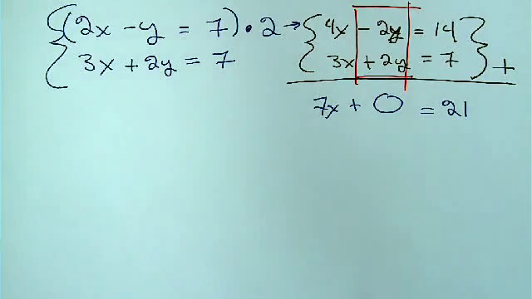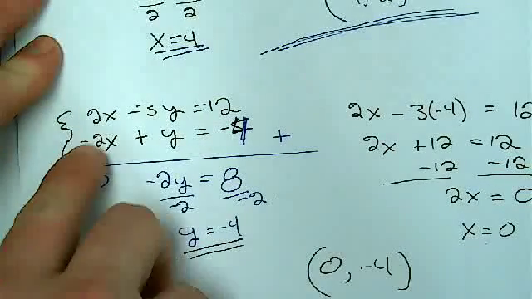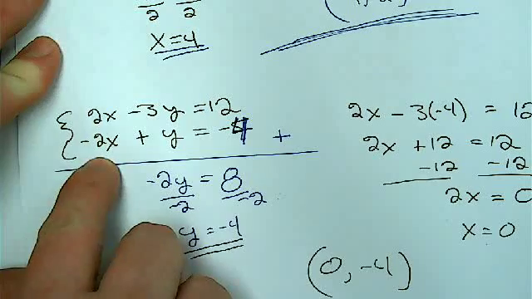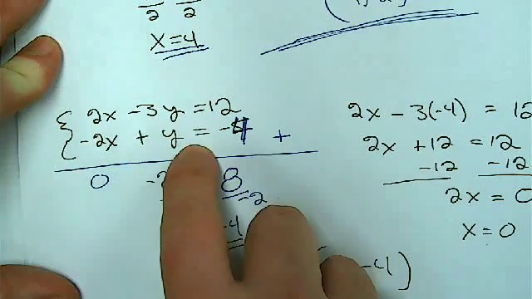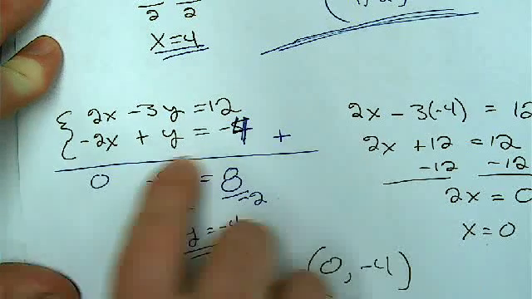Just back up real quick. If you look back at this example we just did, see how the x's were already set to go? I could make this one where the y's are set up. In fact, look at it. What would I have to multiply this equation by to get the y's ready to go?